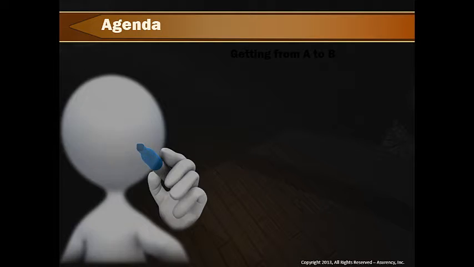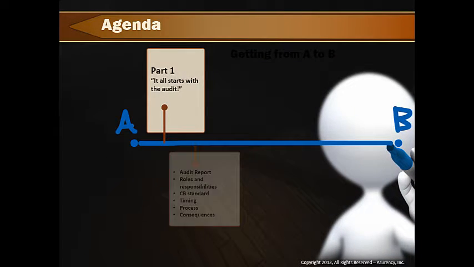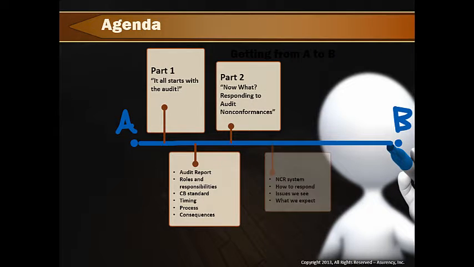In part 1 of the training, we discussed the audit report and what to do if you don't agree with the auditor's conclusions. We also covered roles and responsibilities, the standard that guides your certification body, timing requirements for responding to non-conformances, the process for closing out non-conformances, and the consequences of not responding. In part 2, we discussed how to respond to non-conformances, issues we see as auditors, and what we expect.